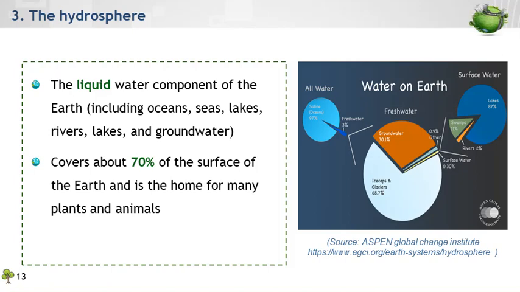As a matter of fact, water is a very important substance that supports life on Earth. Globally, water covers about 70% of the Earth's surface. This water is home to many plant and animal species and provides benefit to all organisms on Earth. So without water, there would be no life.